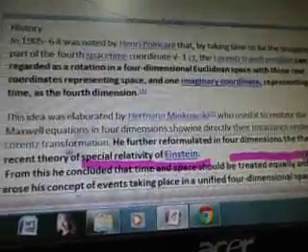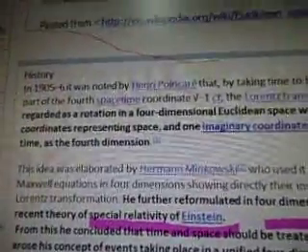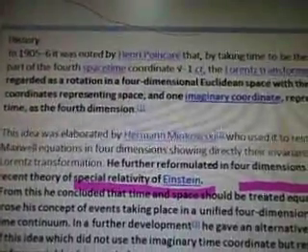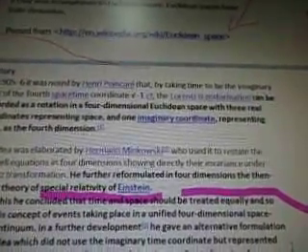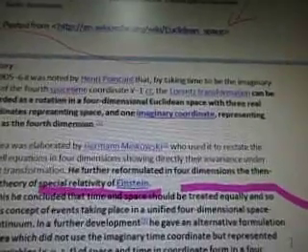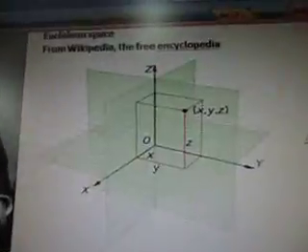See, I think I go down here next. Okay, history. In 1905-06, it was noted by Henri Poincare that by taking time to be the imaginary part of the fourth spacetime coordinate, √-1 ct, the Lorentz transformation can be regarded as a rotation in a 4-dimensional Euclidean space with 3 real coordinates representing space and 1 imaginary coordinate representing time as the 4th dimension. So there's your 3 dimensions, and then they added the 4th one there.